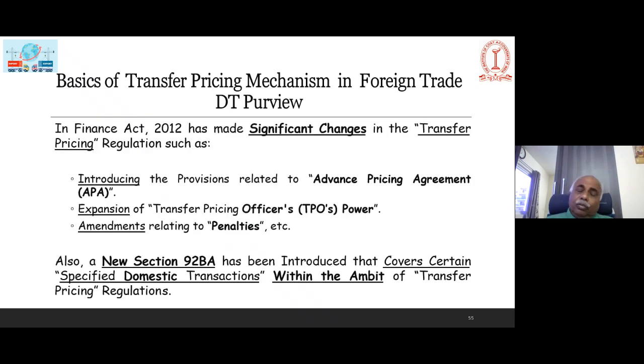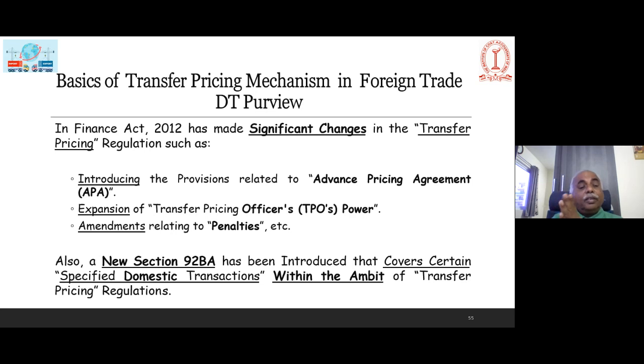The Finance Act 2012 made significant changes. They introduced the advance price agreement, the transfer pricing officer's powers, and penalties. In the Finance Act 2012, changes happened because tax revenue had decreased. The government was worried, because companies were using other countries to pay lower tax, and corporate tax was not being collected.